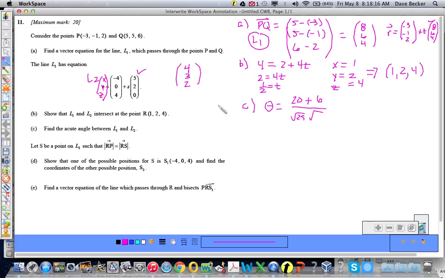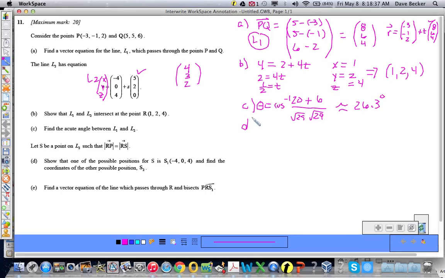Square root of 25 plus 4 is root 29. Theta does not equal this at all. Theta equals the arccos of that, boys and girls. That's not my fault, it's yours. And we crank that in the calculator and we get 26.3 degrees. Isn't life grand?